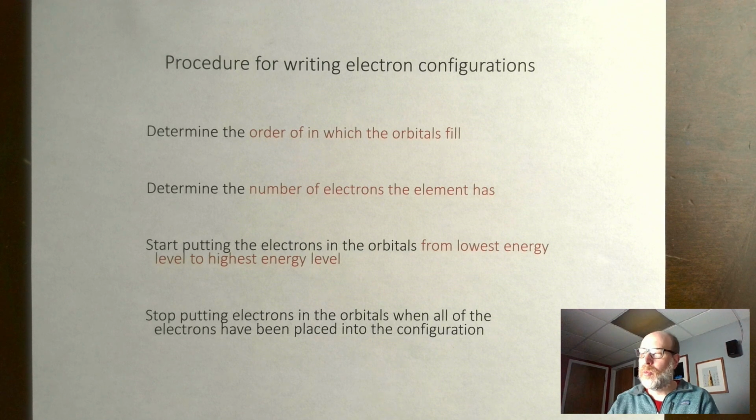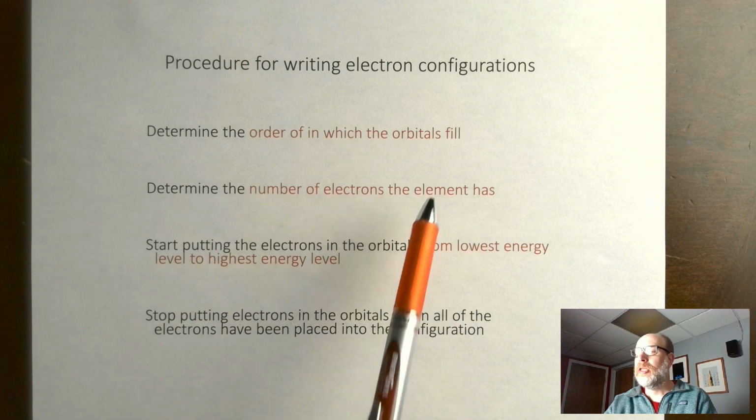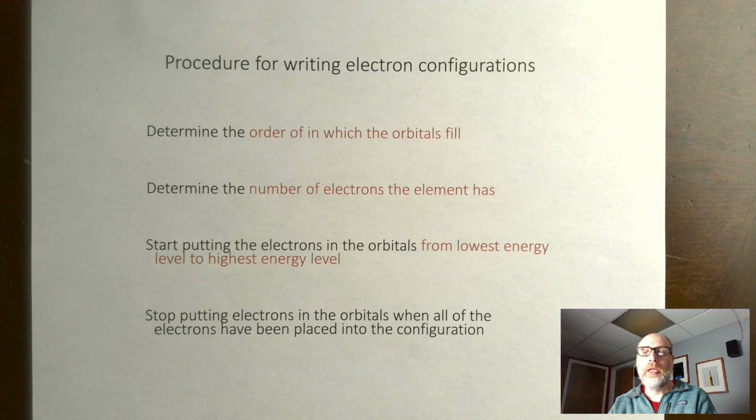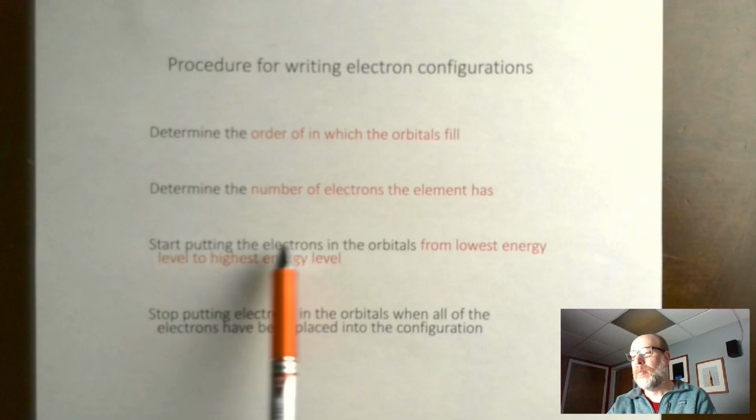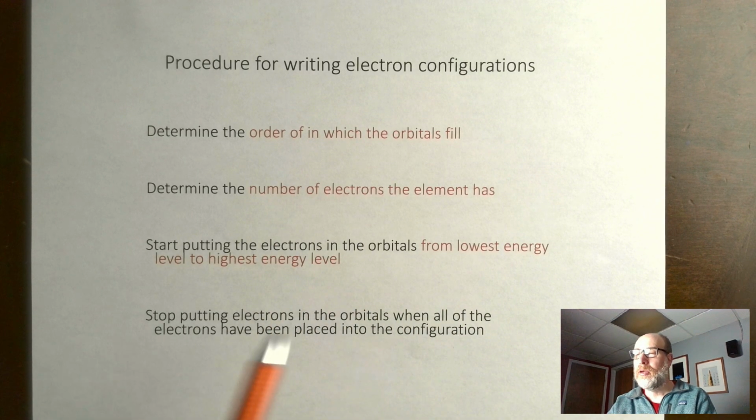So for us, when we're working on atoms, we want to determine the order in which the orbitals will fill. So that's sort of the challenging part. Once we get that part, we just have to determine the number of electrons the element has. We've done that before. We're going to start putting electrons in the orbitals. All right, we have an idea of how to do that. That's not a terrible thing to do. And then we're just going to stop putting electrons into orbitals when we have placed all the electrons into the electron configuration. And that sounds so much more complicated than it really will turn out to be. It just sounds complicated until we do it.